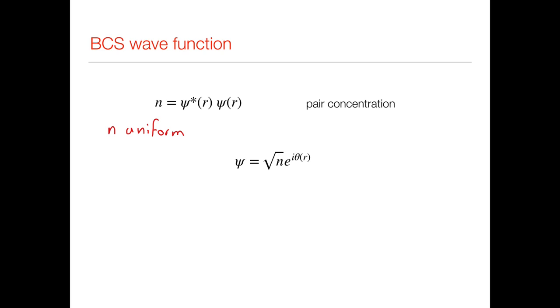We can just take the square root of this equation, and what we end up with is that it's proportional to the square root of n. n is just a number, but we have to put in a phase. Okay, so there is also a phase. And just to be clear, if I write out what psi star is, that would be root n e to the minus i phi of r. And you can see now that psi star psi indeed equals n, because the e to the i phi and the e to the minus i phi will cancel each other out. Okay, so this phi of r is a phase.